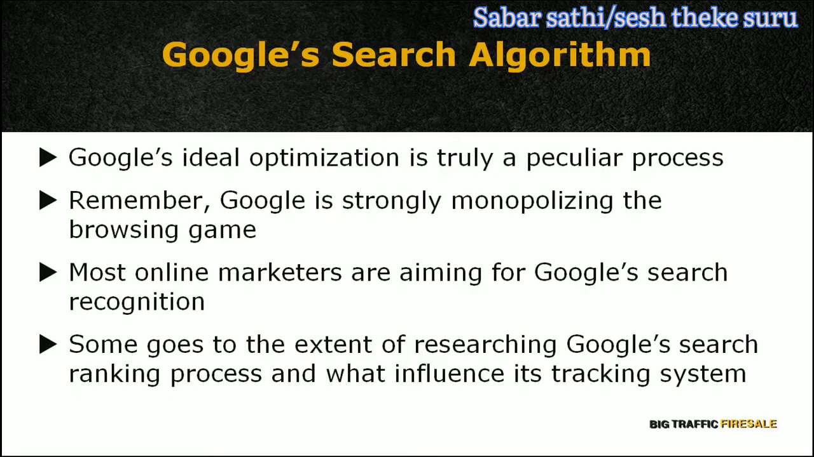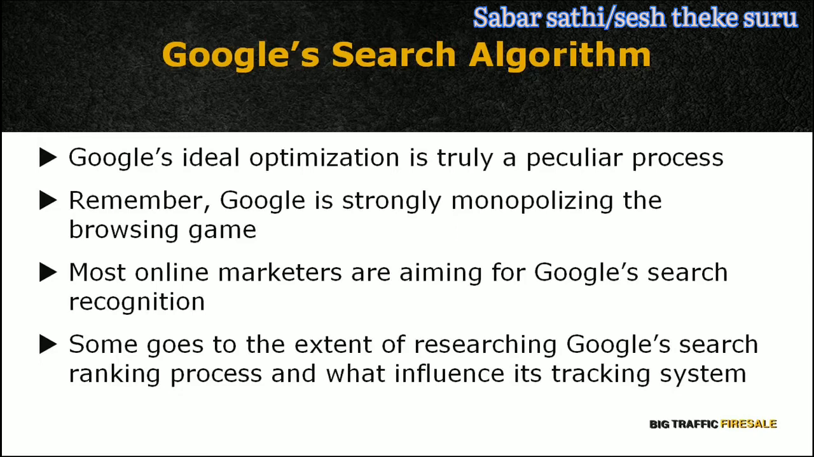SEO. Remember how Google has a search algorithm? Experts have been trying to crack the code of Google's ideal optimization search, and they concluded that it is truly a peculiar process. Sure, there's more than just Google as your web browser of choice, but Google is strongly monopolizing the browsing game. Statistically, most online marketers are aiming for Google's search recognition.